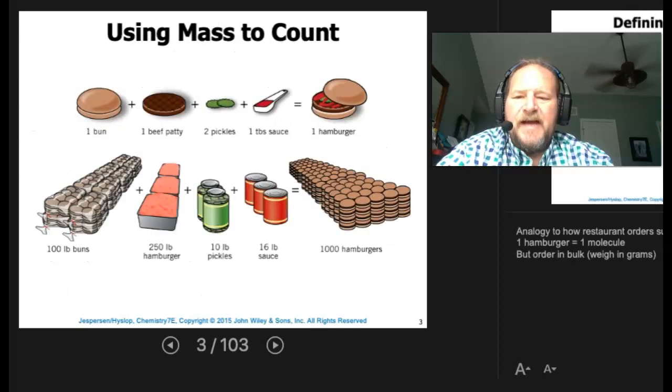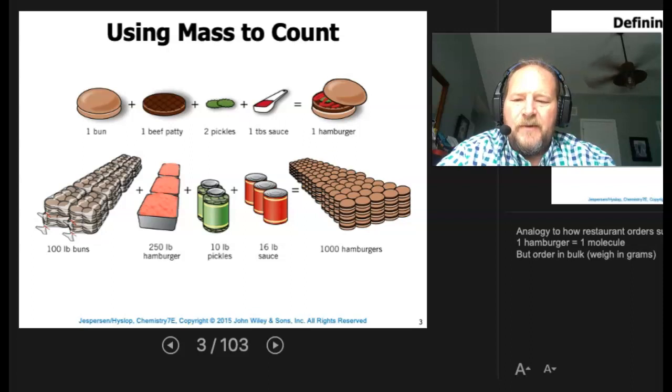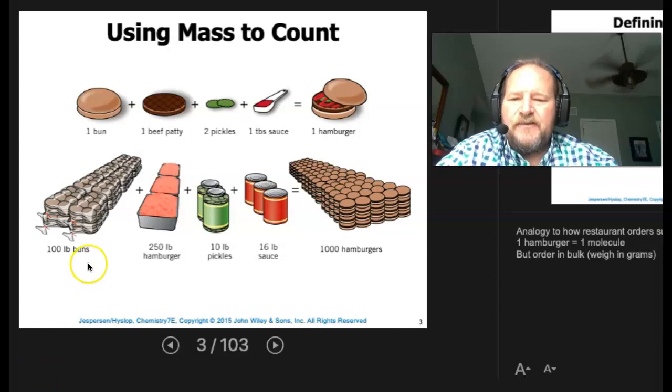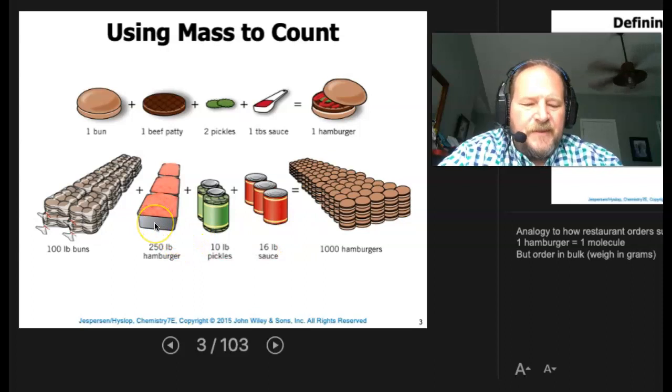All right, so using mass to count. If I have one bun, one beef patty, and 2 pickles, along with some sauce, I can make 1 hamburger. So if I have 100 pounds of buns, 250 pounds of hamburger, 10 pounds of pickles, and 16 pounds of sauce, I'll make 1,000 hamburgers. And so this is the way we can think of mass, using this with the moles to count. So we have our mole-to-mole relationships. One of these, 2 of these, 1 of these will give us one product. And then that mass relationship, right? So that's what we're going to be looking at in this chapter.